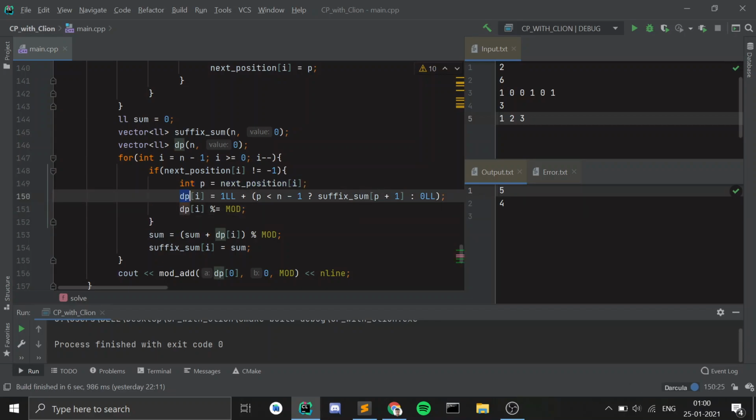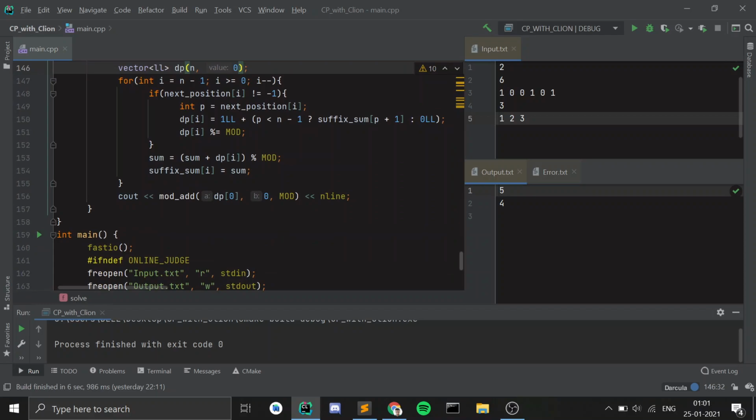And first of all, I'll consider this one way that you can divide your array till here. And then, if that p is less than n minus 1, then I'll add my suffix sum into this. Right, as I told you, we have to add the suffix sum. So this is simply like taking the mod, and then I'm updating my suffix sum. And at the end, I'm simply printing the DP of 0, because your first starting point should be the 0th index, right?